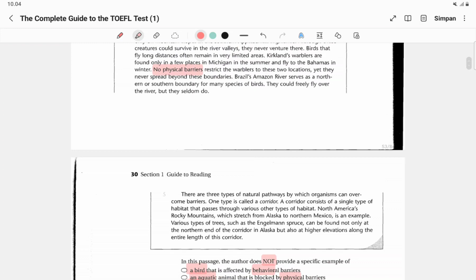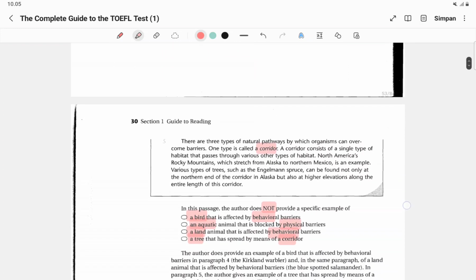There are three types of natural pathways by which organisms can overcome barriers. One type is called a corridor. A corridor consists of a single type of habitat that passes through various other types of habitats. North America's Rocky Mountains, which stretch from Alaska to northern Mexico, is an example. Various types of trees, such as the Engelmann spruce, can be found not only at the northern end of the corridor in Alaska, but also at higher elevations along the entire length of the corridor.